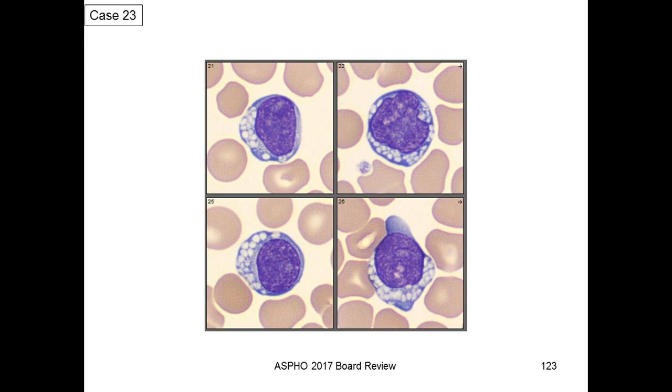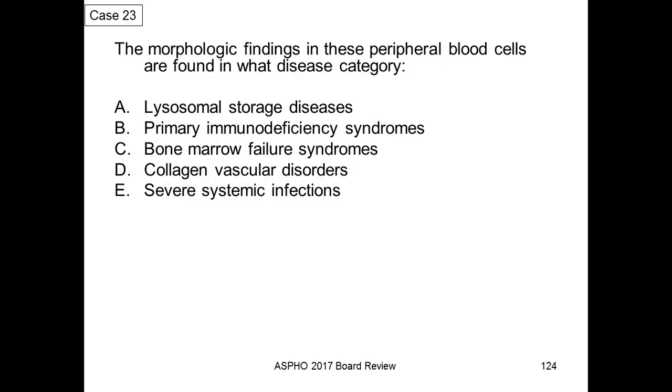So here's the peripheral smear again. And what you can see are lymphocytes that have very prominent cytoplasmic vacuolization. So lymphocytes normally do not have cytoplasmic vacuoles. So this is pathologic. So you would find these in lysosomal storage diseases.